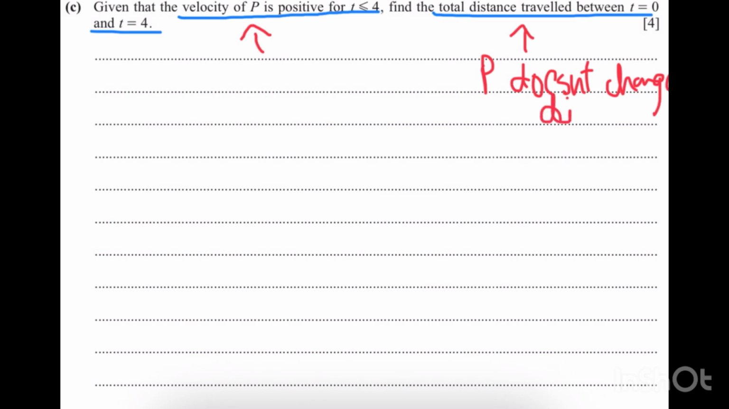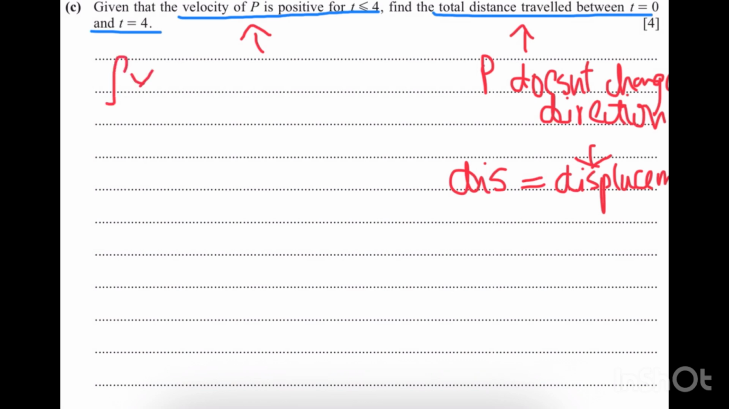What that basically means is that p does not change direction. And why this is important is that when an object does not change its direction, the distance it travels must equal the displacement. And we know that whenever we integrate velocity, we get the equation for displacement. That means that in order to find the total distance traveled, we can just integrate velocity and then we'll get the distance equation and then just apply the limits.